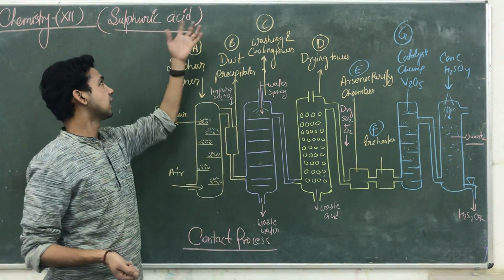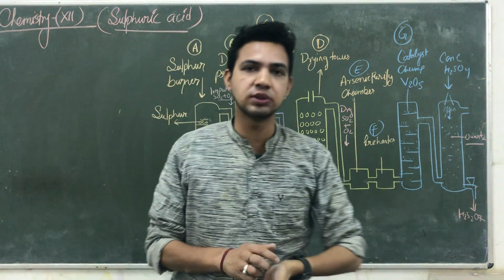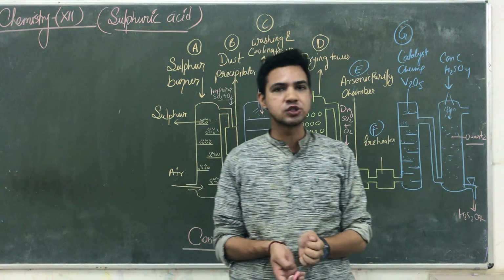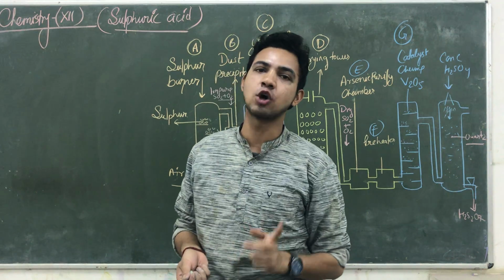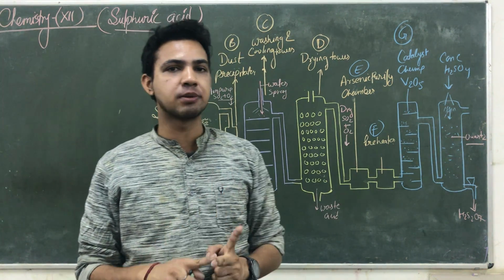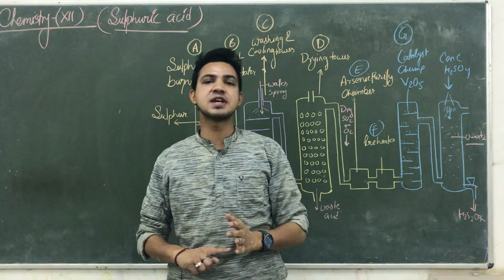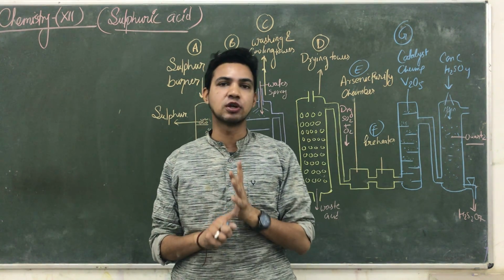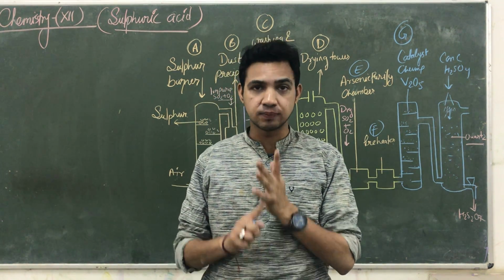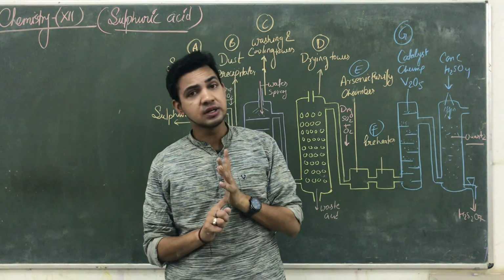Okay. So see guys, we are working on sulfuric acid. You know that it is the king of acids, generally known as H2SO4. It is prepared by two methods: one is the contact process, and the other is the lead chamber method. But in the CBSE syllabus, they only explain the preparation of sulfuric acid by the contact process. The lead chamber method is not in your syllabus.